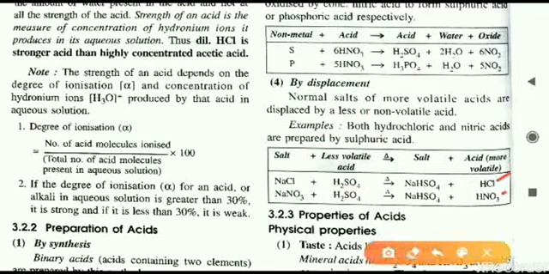So in our syllabus, two volatile acids are there, HCl and HNO3. These two are volatile acids. You will remember now, volatile acid examples: HCl and HNO3. The non-volatile one is H2SO4, sulfuric acid, which is non-volatile. So from this non-volatile acid, we will prepare volatile acids.